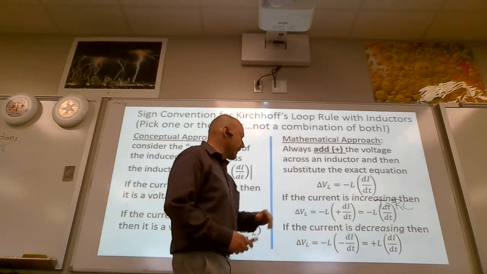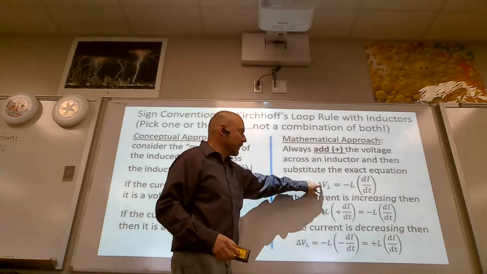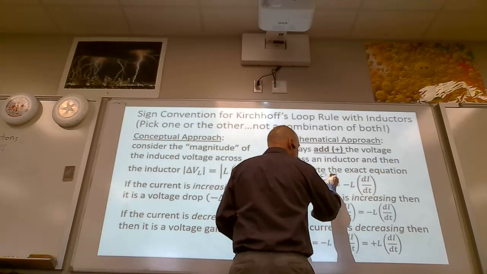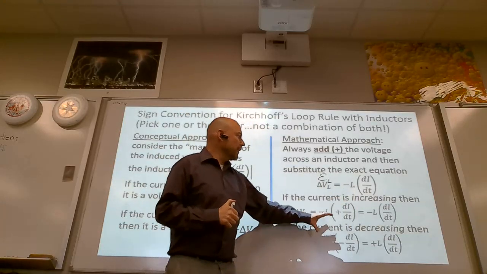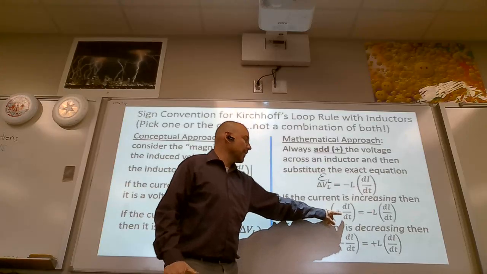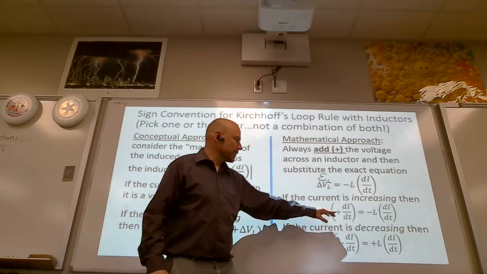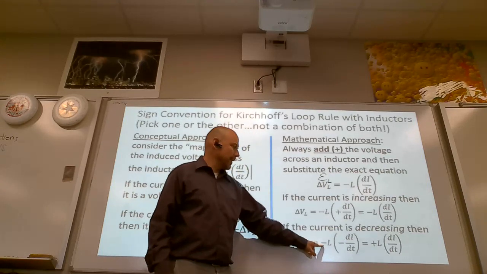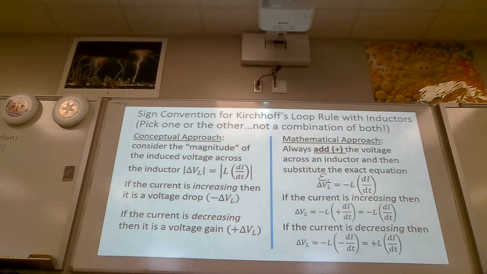But if you want to do the math approach, this is the way they give it to you on the equation sheet. They write it like this. If your current is increasing, you have a positive derivative of current. That negative sign is there, so it's a negative, so it's a voltage drop. If you're decreasing current, that's a negative change, the negatives cancel out, and you get a positive. I don't care how you do it. Just pick one or the other. Don't do both. Okay?